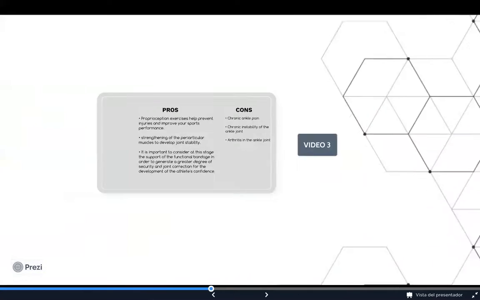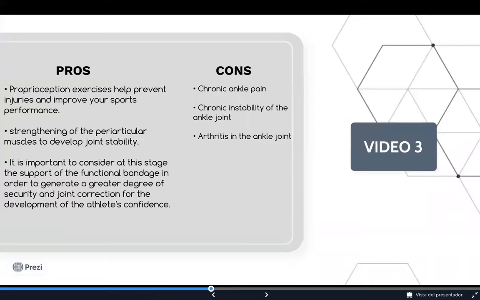Pros and cons. Pros: proprioception exercises help prevent injuries and improve your sports performance. Strengthening of the periarticular muscles to develop joint stability. It's important to consider at this stage the support of the functional bandage in order to generate a greater degree of security and joint cohesion for the development of the athlete's confidence.